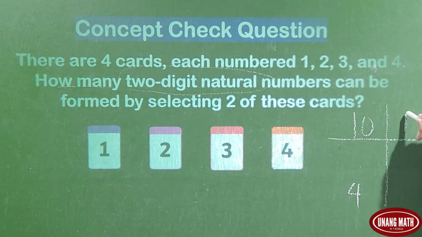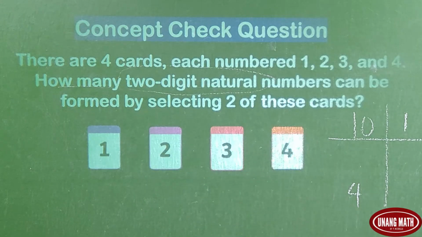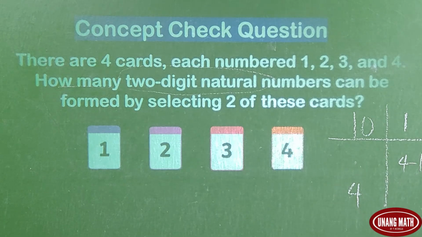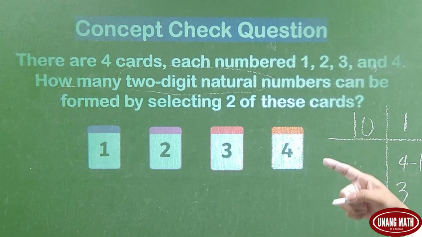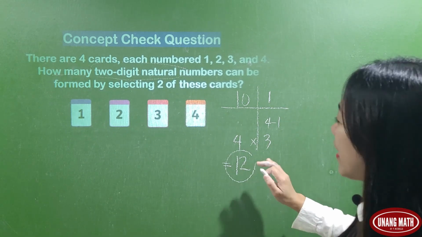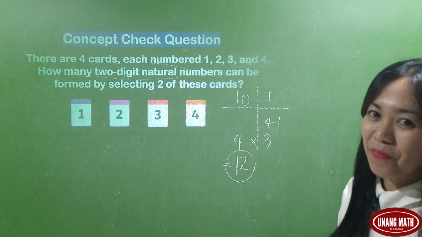What about in the ones place? We can write also 1, 2, 3, or 4. So 4. But since we used one here, we have to subtract 1. 4 minus 1, 3. And we are using these numbers at the same time. So 4 times 3, that's equal to 12. So we have here 12 2-digit natural numbers.